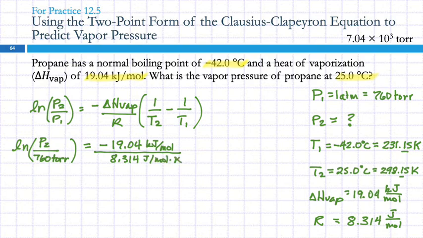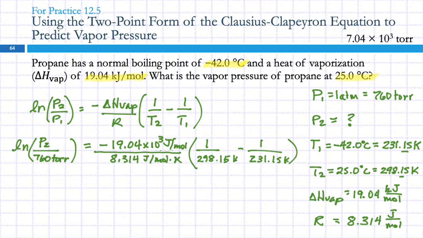Do you see any issues with the units there? This is kilojoules, and that's joules. So we can do that little trick that we've been doing and say, well, this is times 10 to the third joules per mole, because that's what the K means, times 1 over T2, 298.15 Kelvin, minus 1 over 231.15 Kelvin.